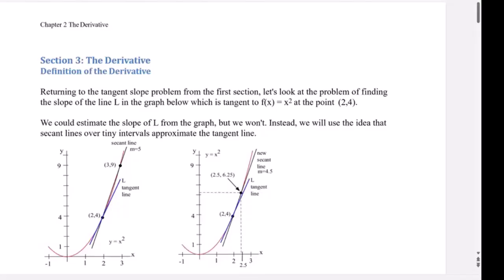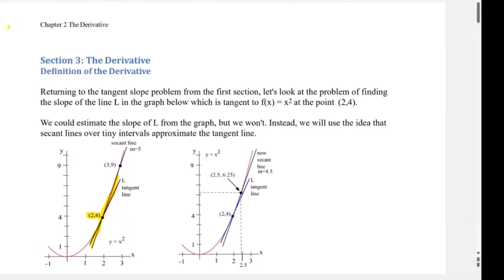Hi again, and today we're going to talk about derivatives again, chapter 2, section 3. So let's begin. Returning to this tangent slope problem from the first section, let's look at the problem of finding the slope of the line L. So we're talking about this line here, which is the tangent line at the point 2, 4.